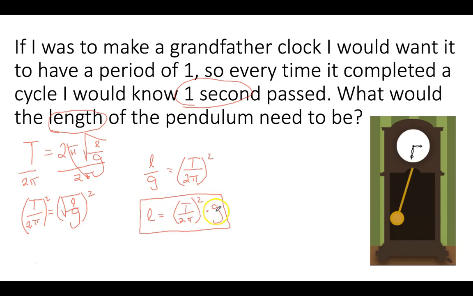Okay? And since I have those things, I'll just plug those numbers in and I'll know how long my pendulum would need to be. So L is going to be equal to, my period is 1 second, so 1 over 2 pi, squared, times gravity, which is 9.8. And I'll just type that into my handy dandy calculator and see what I get as an answer.